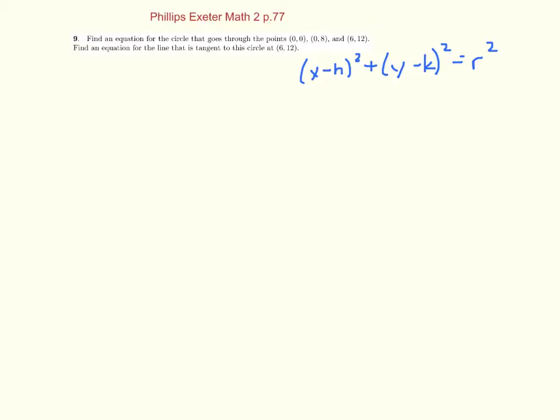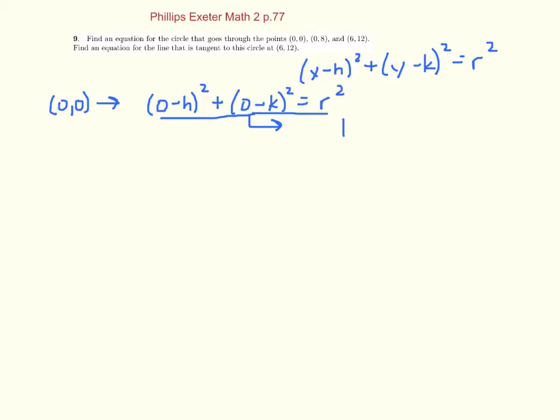It kind of sounds complicated at first, but basically what I did is I said, okay, I'm going to take 0, 0, and plug it in there, and I'm going to get 0 minus h quantity squared plus 0 minus k quantity squared equals r squared. And that actually simplifies nicely. This whole thing simplifies nicely to h squared plus k squared equals r squared.